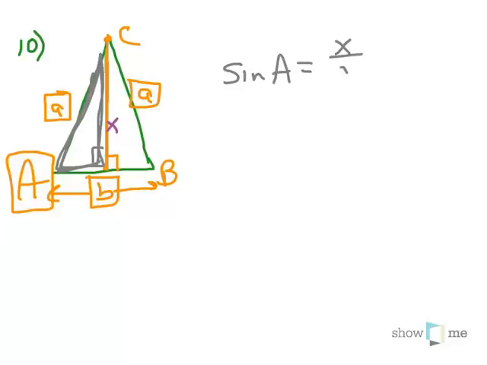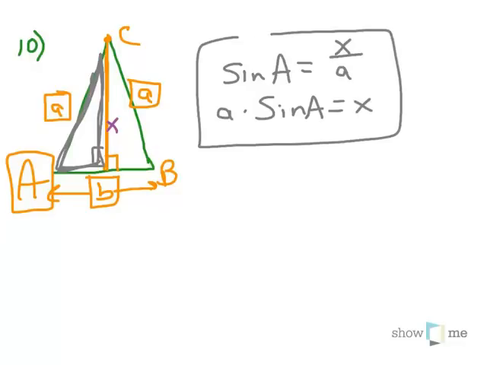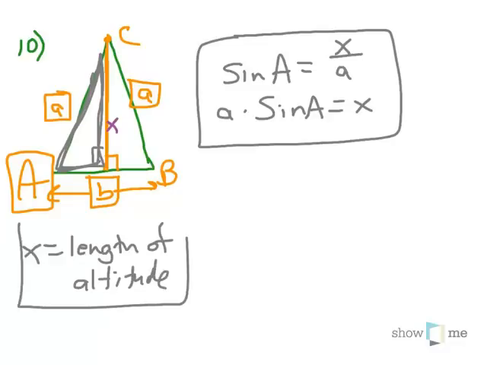It says derive a formula for x. We want to get x by itself. Multiply both sides by A. You get A times sine of A equals x. I use that variable x. I really should say what x stands for. It's called defining your variables. X is length of altitude. All right, so that's one formula. This one right here. This is our official answer.